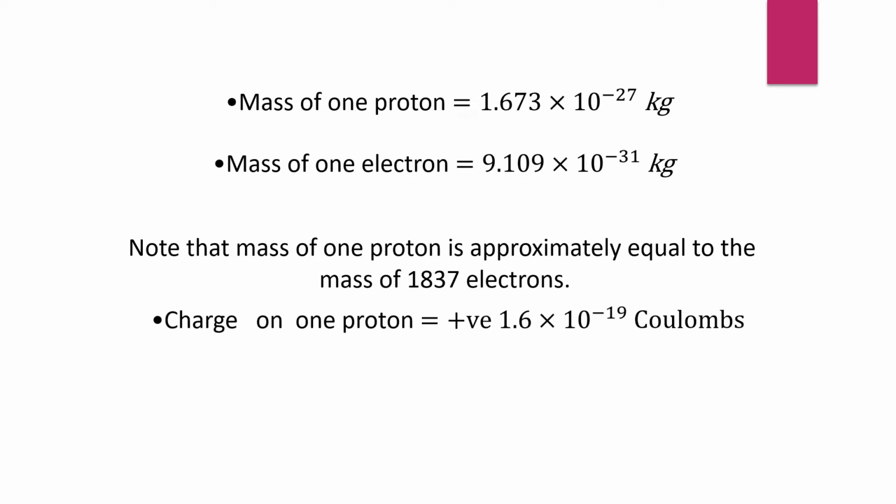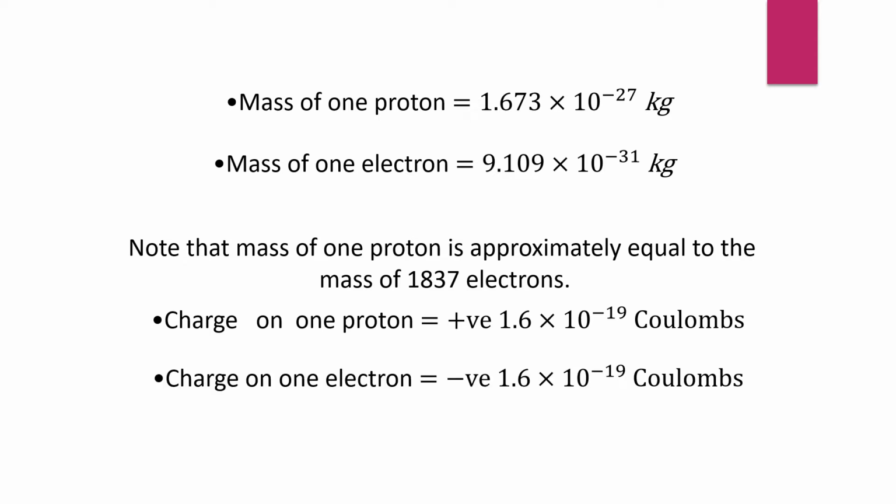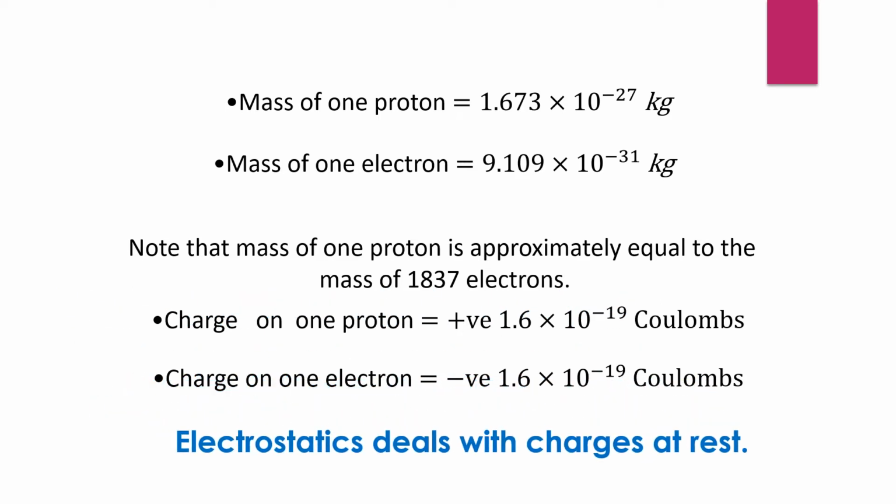Charge on one proton is positive 1.6 into 10 power minus 19 coulombs. Charge on one electron is negative 1.6 into 10 power minus 19 coulombs. Note, electrostatics deals with charges at rest.